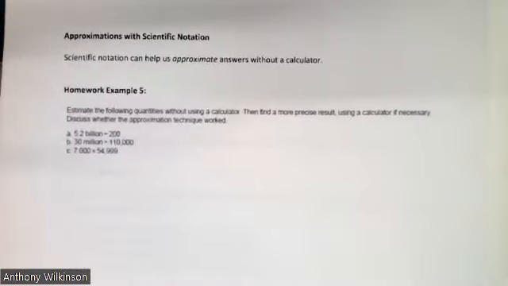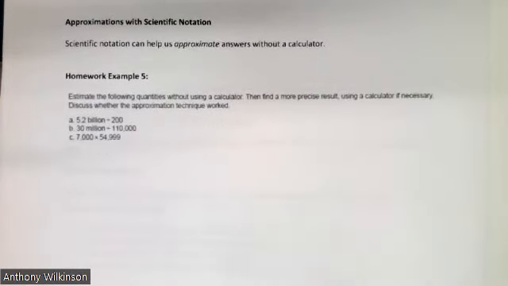All right, next we'll look at how to approximate with scientific notation. Scientific notation can help us approximate answers without a calculator, like in this example. We're going to estimate the following quantities without a calculator and then find a more precise result using a calculator if necessary. And then we'll discuss whether the approximation technique worked. Okay, so in part A, we've got 5.2 billion divided by 200.